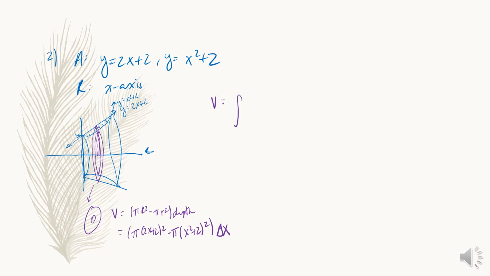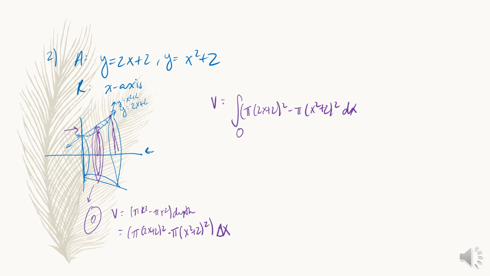So we will set this up. As far as bounds go, we'll worry about that in just a second. But it's going to be pi times 2x plus 2 squared minus pi times x squared plus 2 squared dx. Where do I start adding up slices? Going from left to right, I start adding up slices at 0, but I don't know what x value this is right here. So that's kind of a problem.